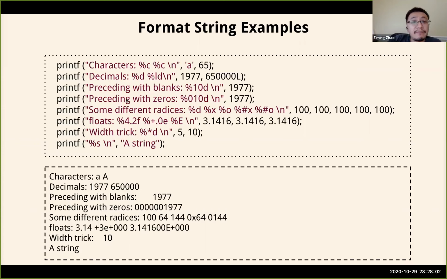Okay. Let's see what we have. The first one is the format. So the first argument is a format string. Then we have 2 more arguments. The second argument is a character A. Then after that is the number 65. So they are almost the same thing. 65 in ASCII is actually uppercase A.